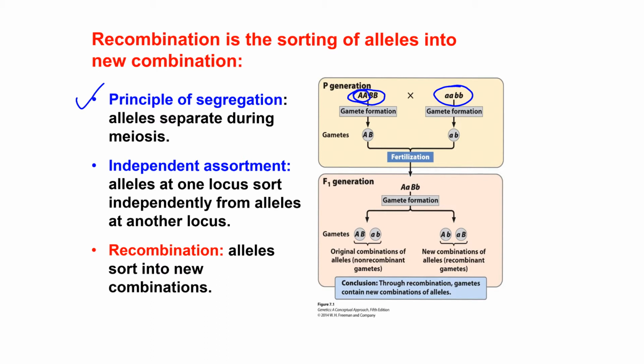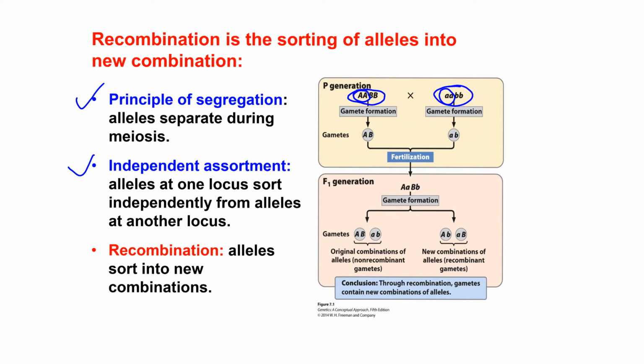So the dominant allele A will segregate from the recessive allele a here. The same applies for B. Now, independent assortment in combination with segregation allows independent assortment of combinations of alleles from two different loci. What does it mean? Let's follow this cross.